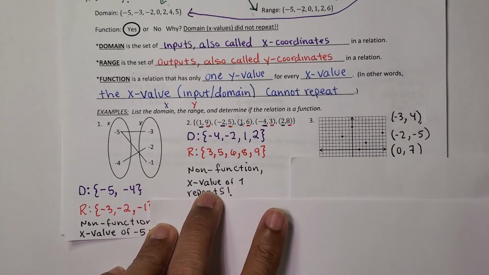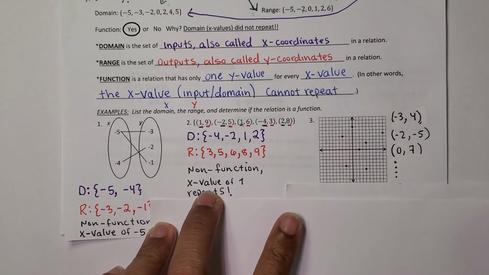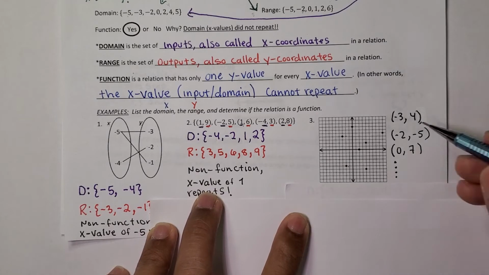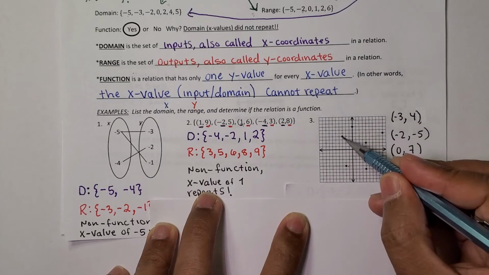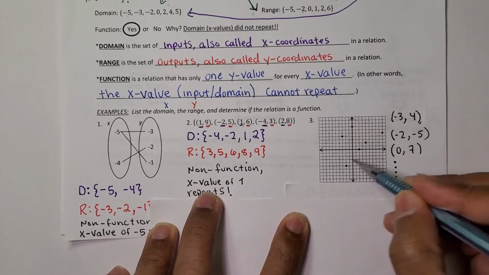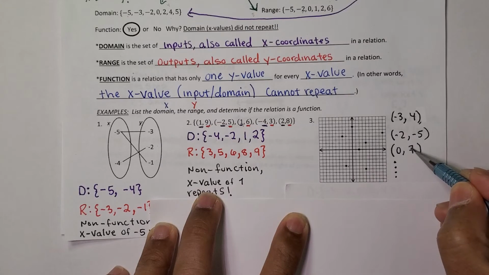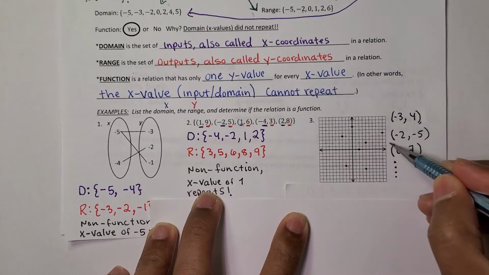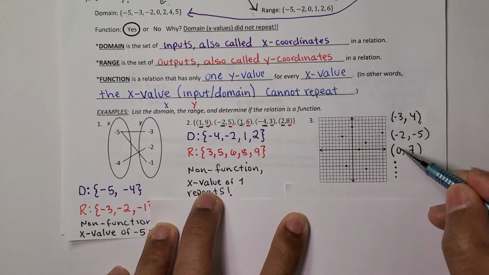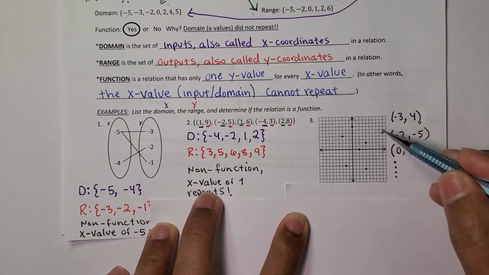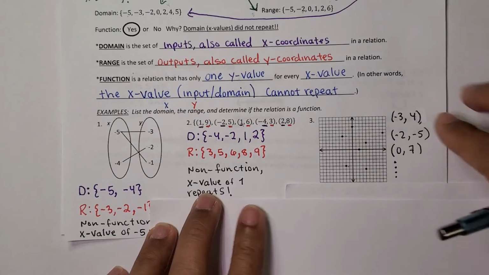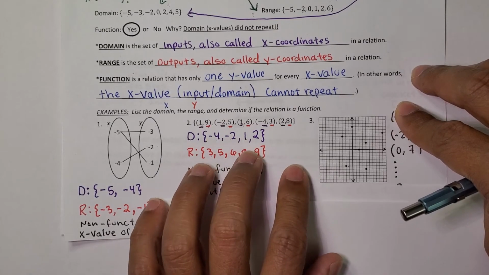So notice that I have a graph. What happens if I have a graph? I could list all the values on the side of the graph. I have -3 and 4, so that's this point here, -2, -5, that's this one here, 0 and 7, that's this point here, and I'm not going to do all of them. I hope you get the idea, and I'm going to get all the domain and the range just straight from the graph. So let me show you how I would do this.